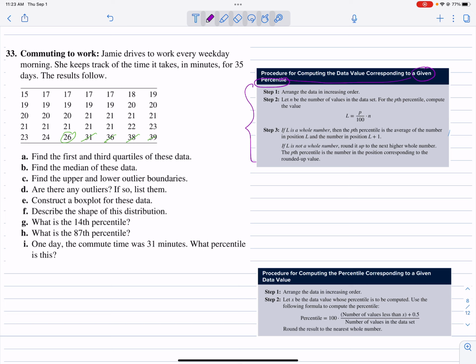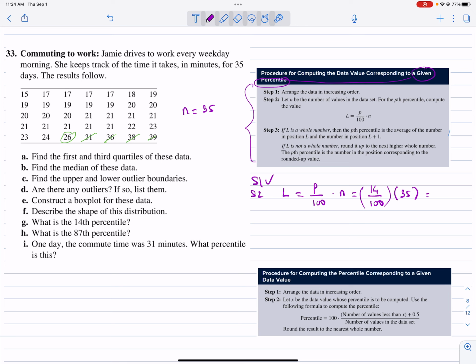Step number 2, let n be the number of values in the data set. In this problem, n is 35, and p is the percent. Then we need to compute the location. The location is percent over 100 multiplied by n. So we have 14%, so that is 14 over 100. This means 14% of 35, the total number.